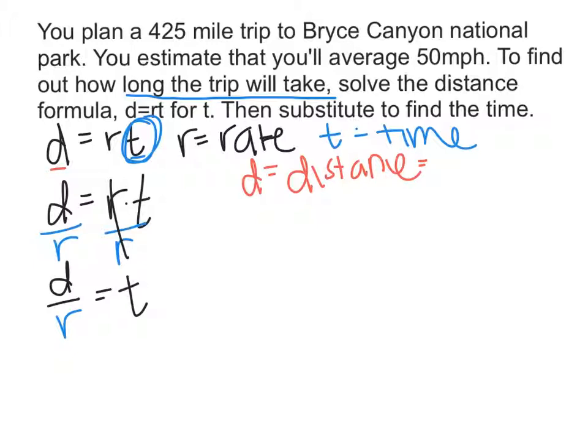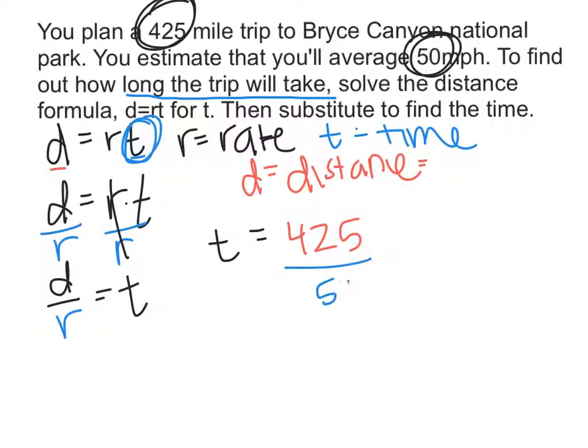And now we can solve for t because we have our d, right, which is 425, and we have the rate, which is 50 miles per hour. So if we plug in our values, we get t is equal to 425 divided by 50. And t is equal to 8.5. So it's going to take 8.5 hours to complete our trip.